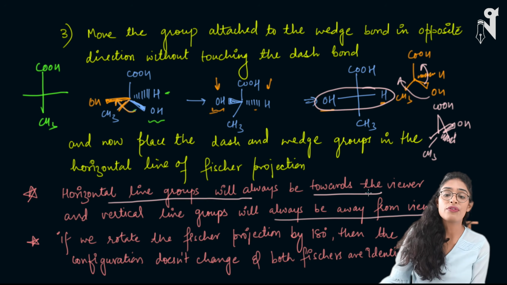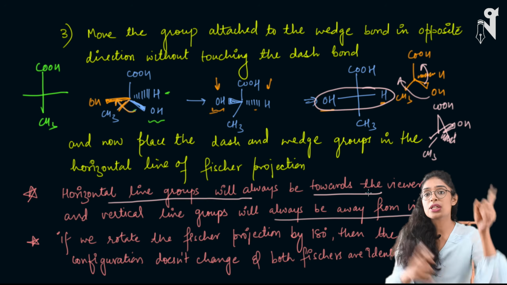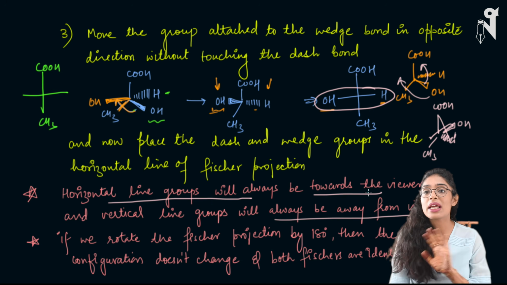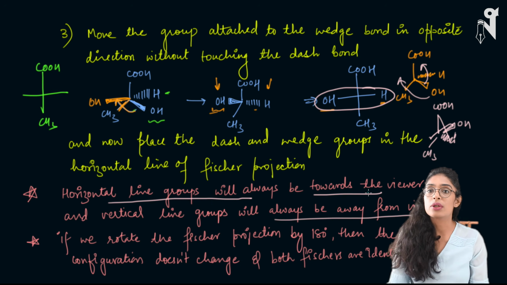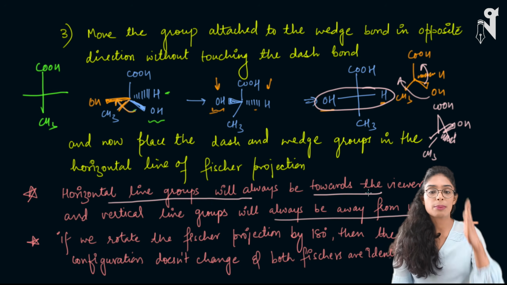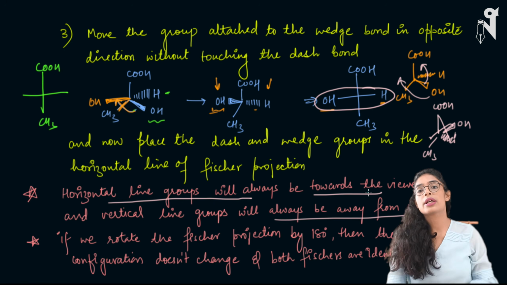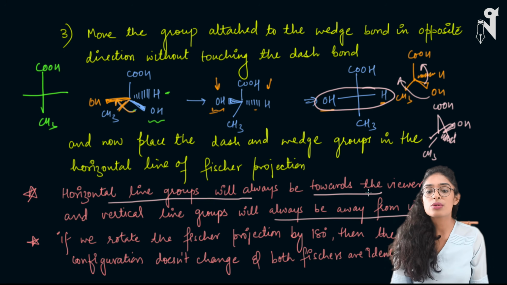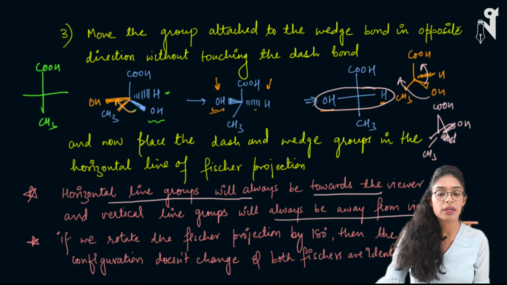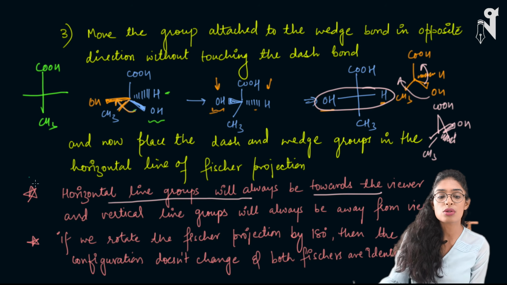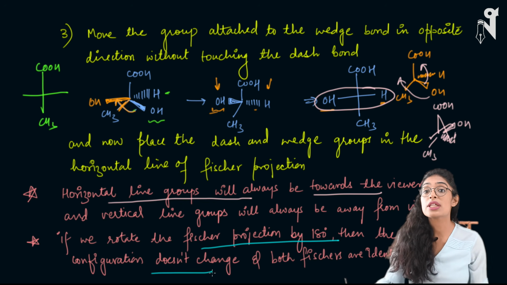Now, if I rotate my Fischer projection by 180 degrees, it doesn't make any change in the configuration of the molecule. The molecule still remains the same, no matter whether you keep it straight or rotate it by 180 degrees. It's not going to change at all. So you have to remember this also: if we rotate the Fischer projection by 180 degrees, the configuration doesn't change.